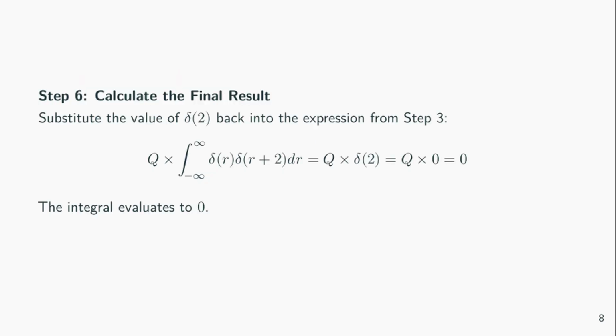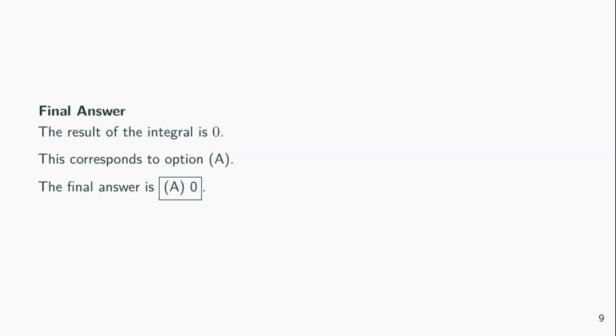Finally, for step 6, we calculate the final result by putting everything back together. From step 3, we had capital Q multiplied by the integral from -infinity to infinity of delta(r) times delta(r plus 2) dr. We just found that this integral evaluates to delta(2), which is 0. So our final result is capital Q multiplied by 0, which equals 0. The integral evaluates to 0. So to wrap it all up, the result of the integral we needed to evaluate is 0.